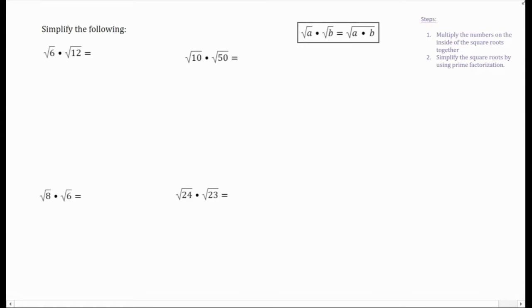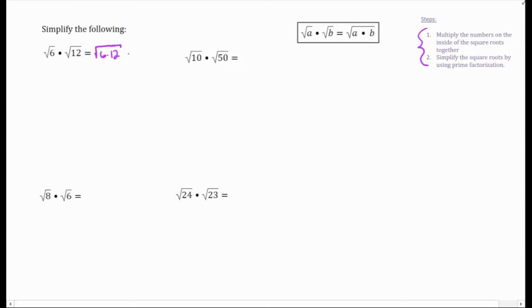Here I am asked to simplify the following radicals, and in this case, when I am simplifying, I am really just multiplying these together and then simplifying from there. So there's multiple orders in which we can do this, and I'm going to do the same order every time, even though it may not be the quickest, just to give us some practice. So first thing I'm going to do is multiply the insides of both of these radicals together.